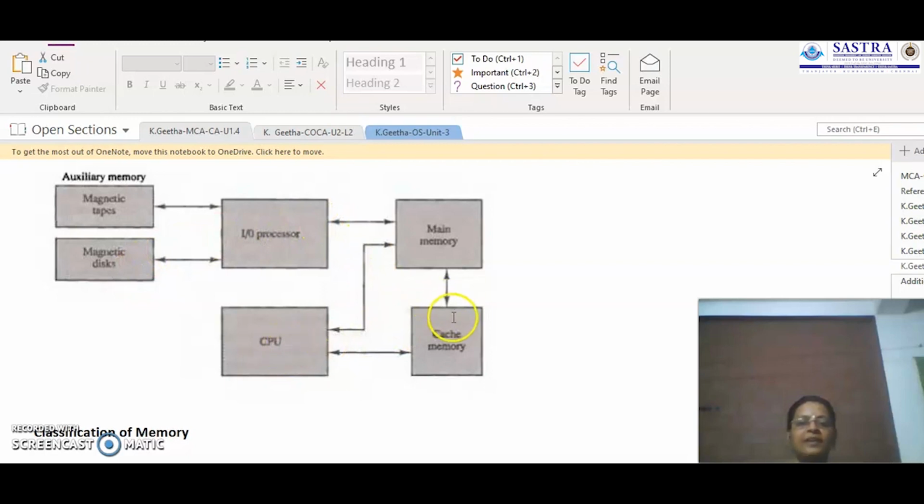Every time it will look into the cache memory for data. If it is available, it will use it. Otherwise, it will refer to the main memory. If it is there in the main memory, it will use it. If it is not there in the main memory, it has to be brought from the secondary memory to the main memory with the help of the IO processor.